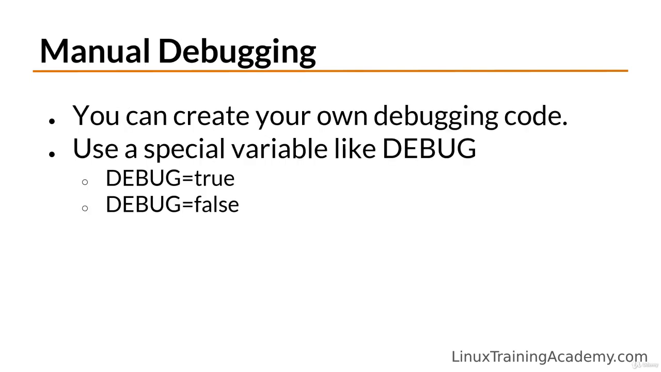Many times using -x, -e, and -v is sufficient, but if you want a bit more control around debugging, you can create your own code to do it. One method I personally use is to create a variable called debug. I set this to true if I'm currently debugging or false if I'm not. I'm using the bash built-in booleans of true and false.